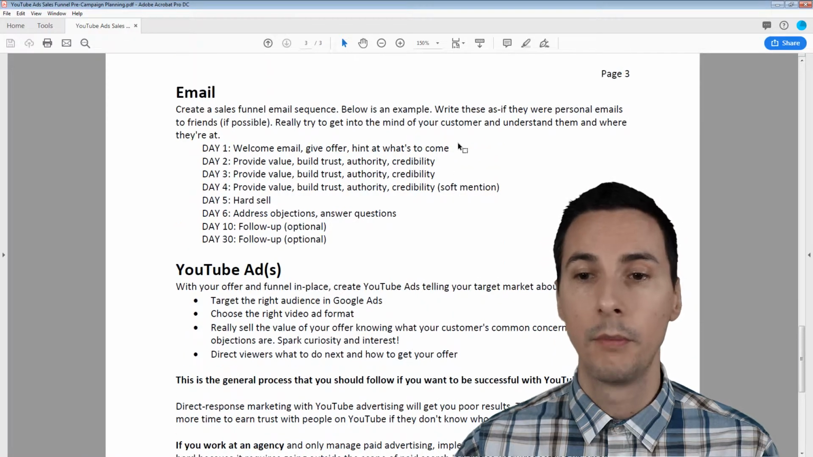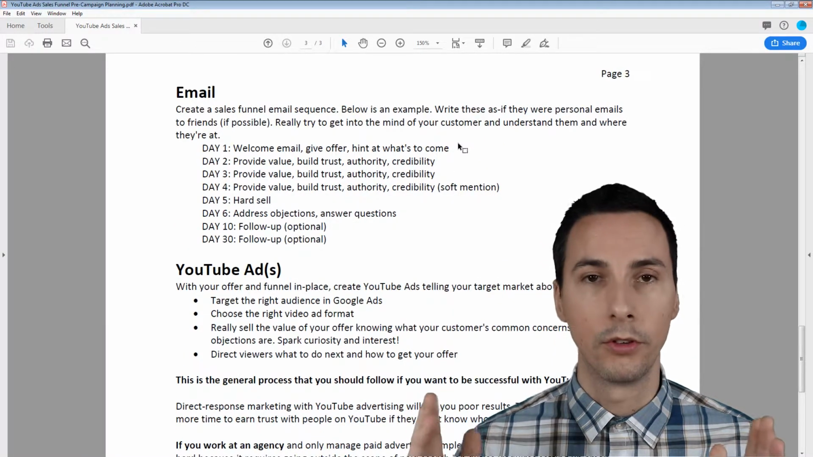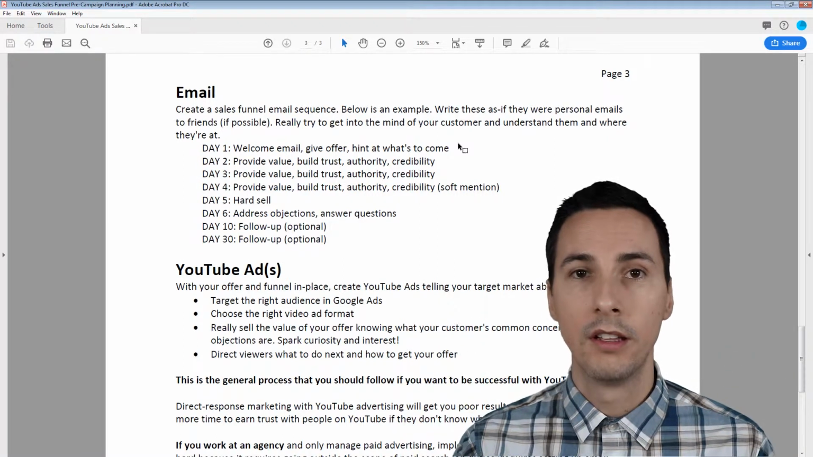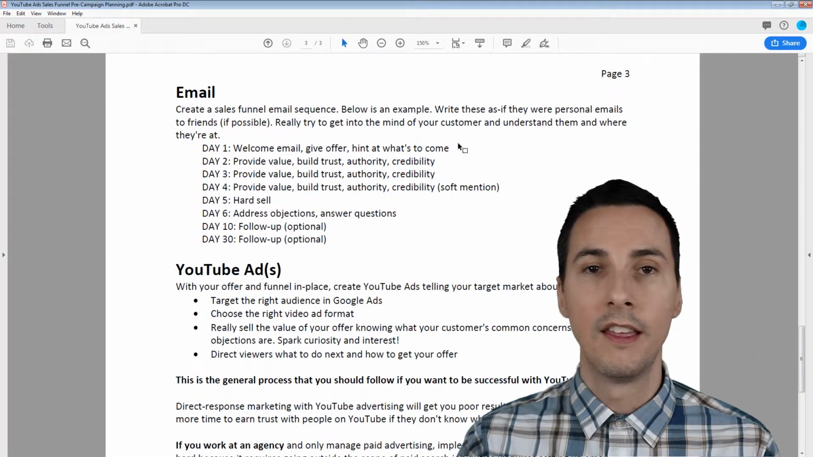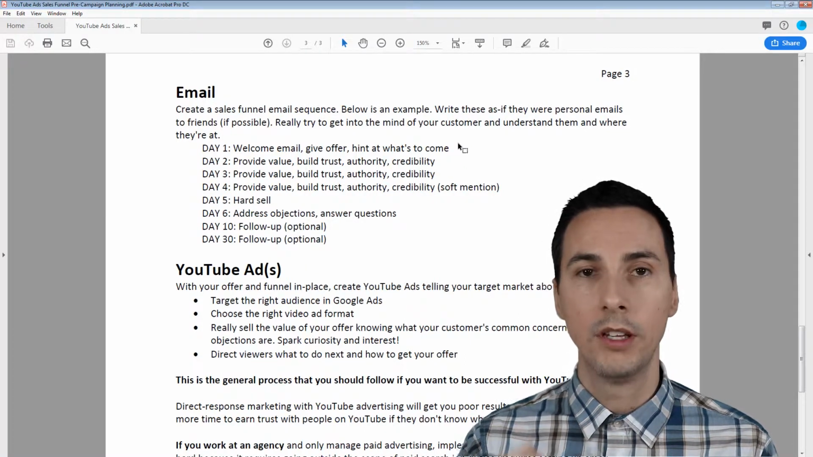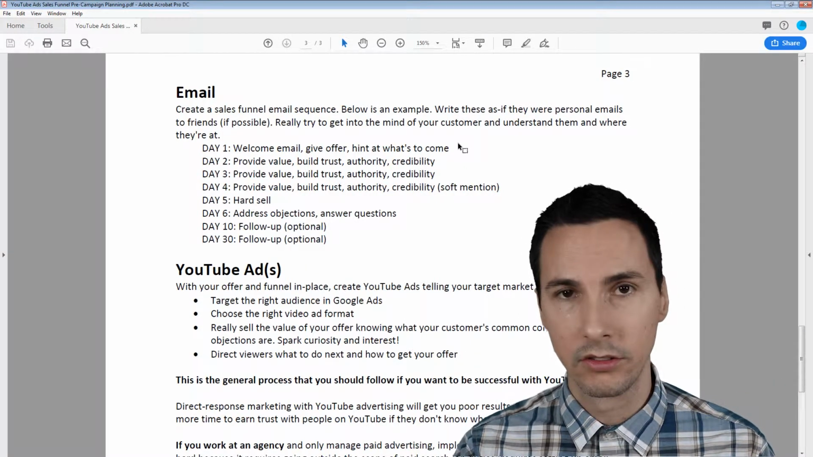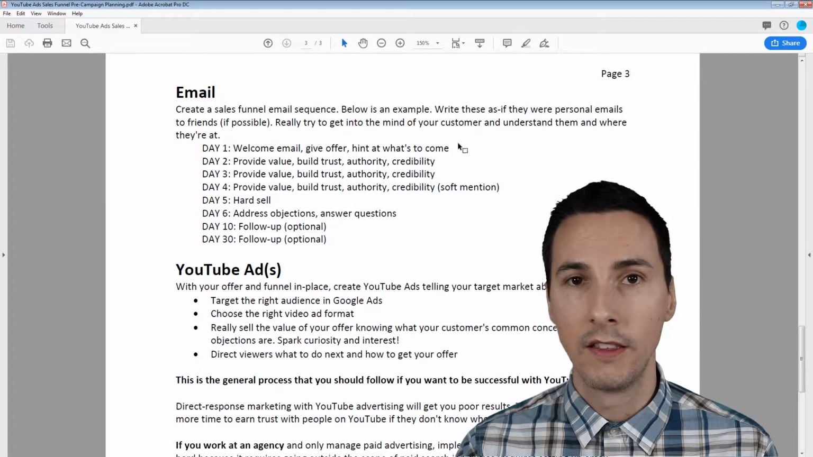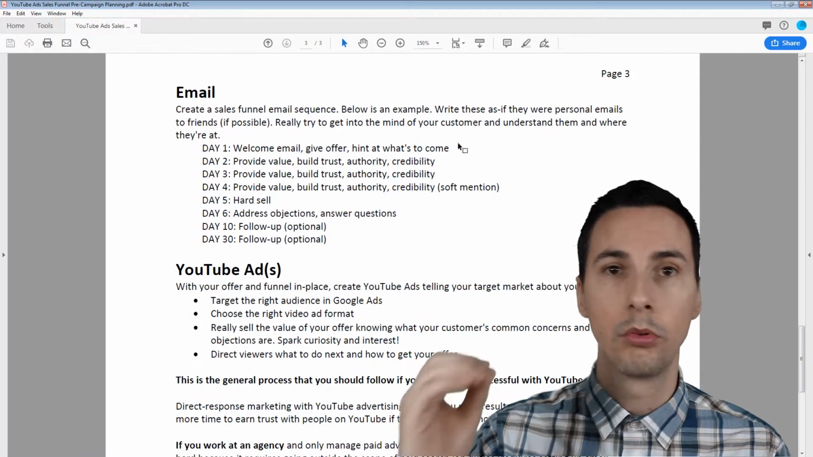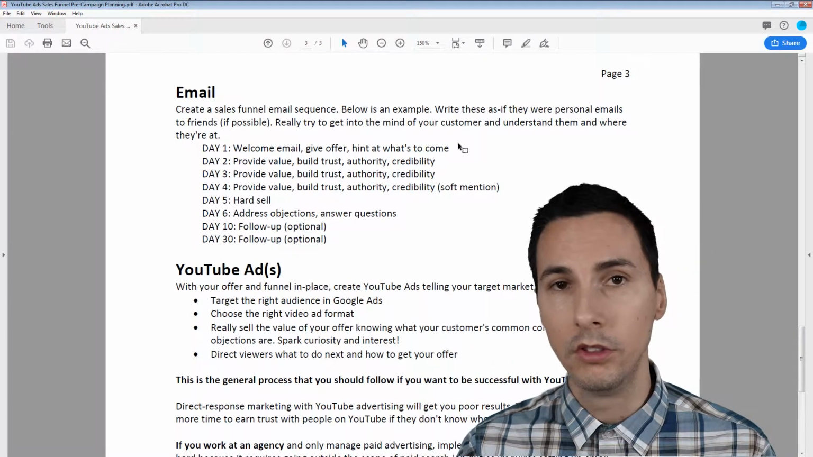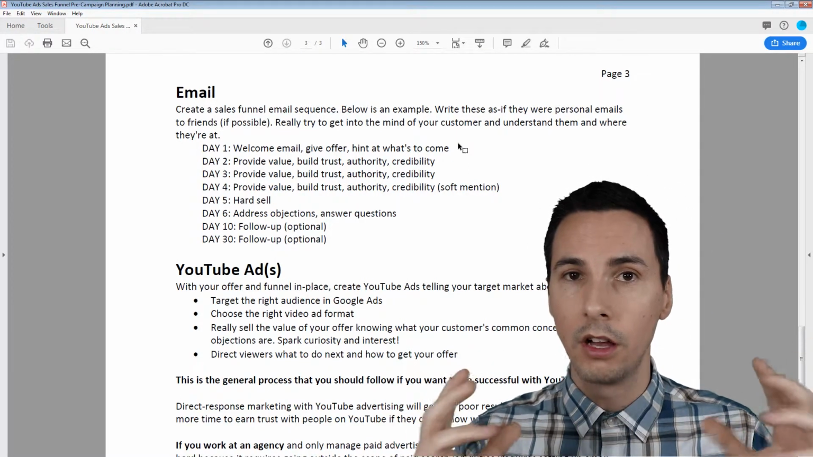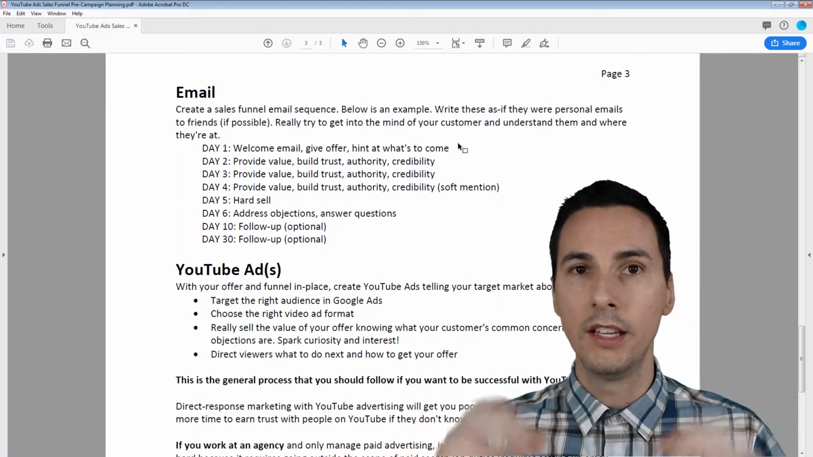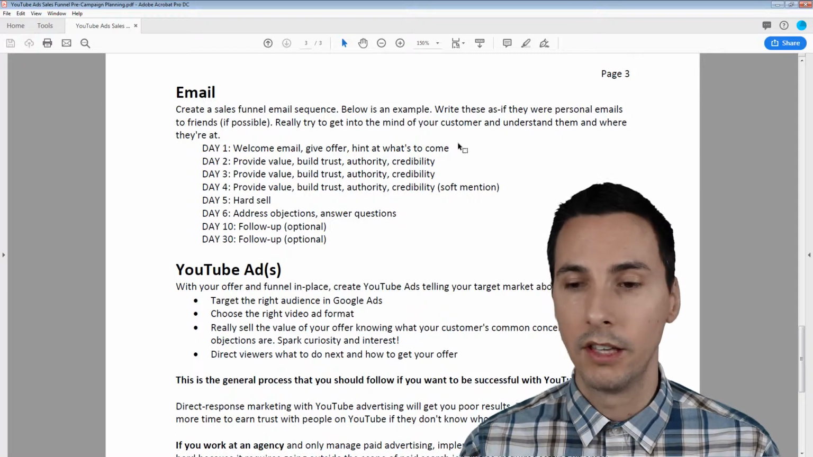So after we actually have an offer, then we need to have an email sequence. Now, these are just a series of emails that are sent to the person after we have captured their email address. This is what does all of the selling for us. This is how we are going to sell our products or services through YouTube ads. So do you see how there are a lot of different components here that really come together in order to create a successful YouTube ads campaign?